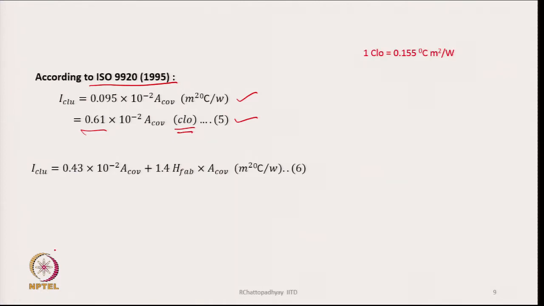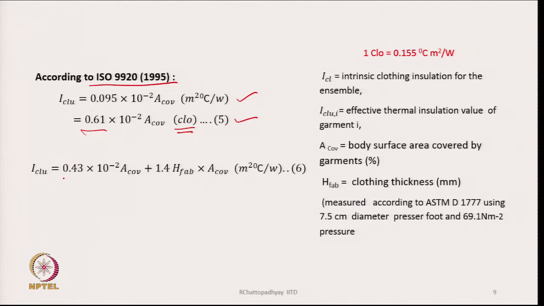Another equation has been stated like this, I clue is 0.43 × 10⁻² A covered. A covered means what? The body surface area covered by the garment, how much body surface is covered by that garment. It overall will cover almost the entire part of the body, whereas a glove is going to cover only the palms. So, there are various types of garment and the body area they cover will also vary depending upon what that garment is.